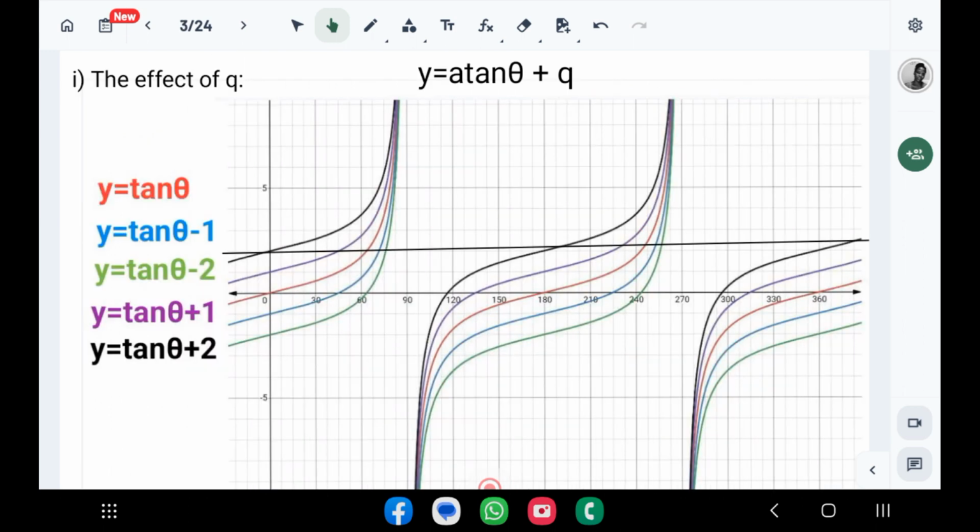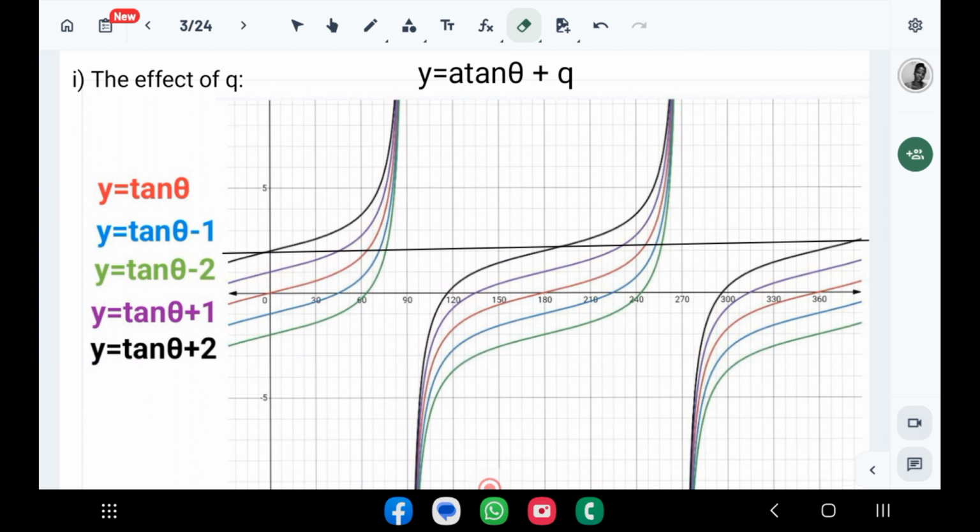Now let's look at the general graph of y equals a tan theta plus q, where your a is in general and your q is in general. Now let's look at the effect of q. Q basically in all types of graphs tells you the shift up and down. If your q is positive, then it will tell you how many units up the graph has been shifted. If your q is negative, it will tell you how many units down the graph has shifted. So if y equals tan theta plus 2, that means your graph has been shifted 2 units up, and this is what the graph will look like. This is your standard form.